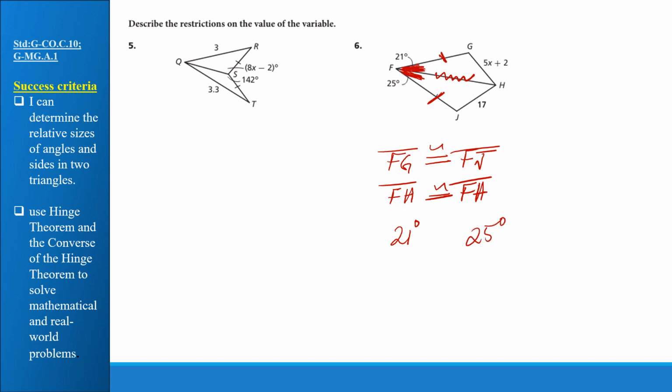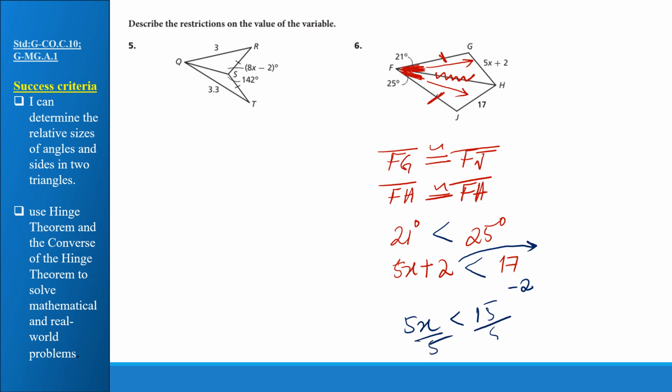Now see the opposite sides. So opposite to 21 degrees is 5x plus 2 and opposite to 25 is 17. Now compare and put the sign of inequality. 21 is less than 25. That's why 5x plus 2 is less than 17. Bring the 2 on the other side, you will get negative 2. So 5x is less than 17 minus 2, you will get 15. Divide both sides by 5, you will get x is less than 3.